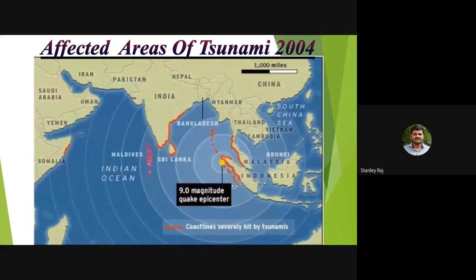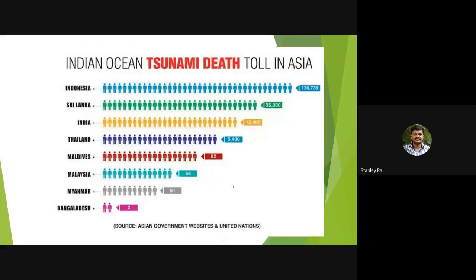So, the affected areas of the tsunami in 2004. You are seeing the coastal zones that were severely hit by the tsunami. The Indian Ocean death toll by region: around Indonesia 130,000, Sri Lanka 35,000, India 12,400, Thailand 5,400, and Malaysia, Myanmar, Bangladesh.